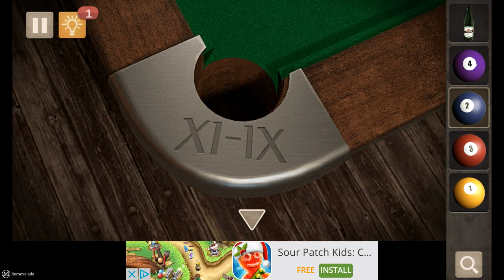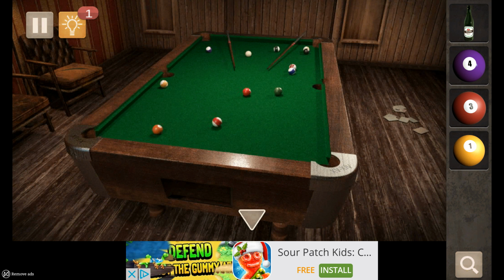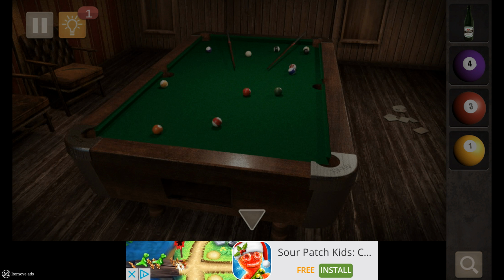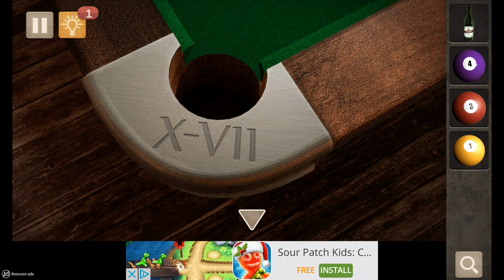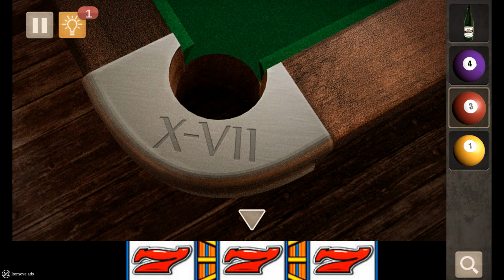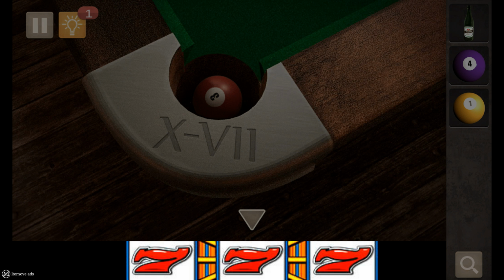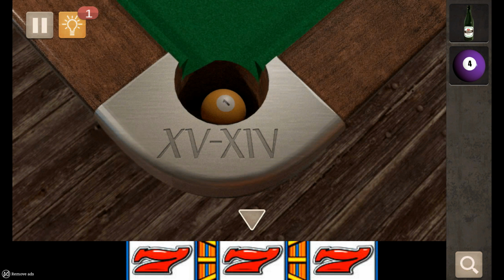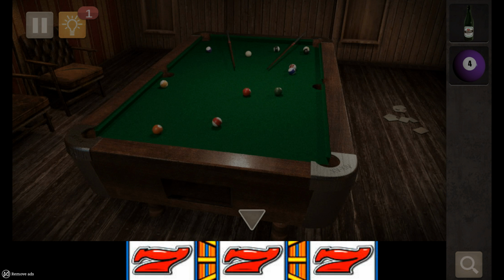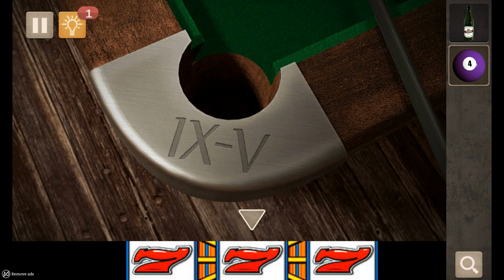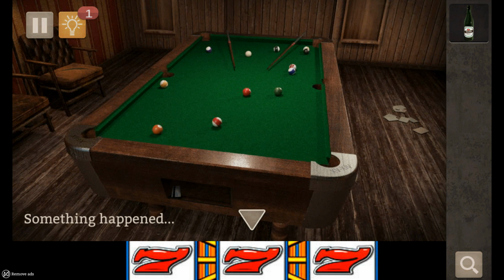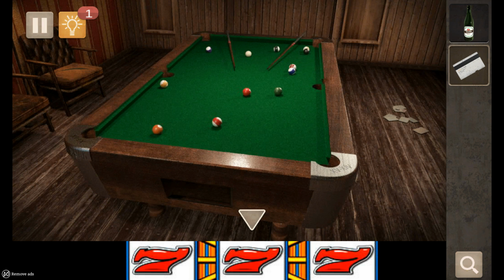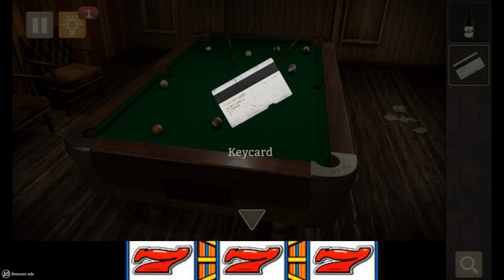Eleven minus nine. Two. Ten minus seven. That's three. I thought we put one in here. Then nine minus five, four. Something happened. Thanks. Don't know what, but something. Oh. We got a key card. That's what happened. Staff key card.